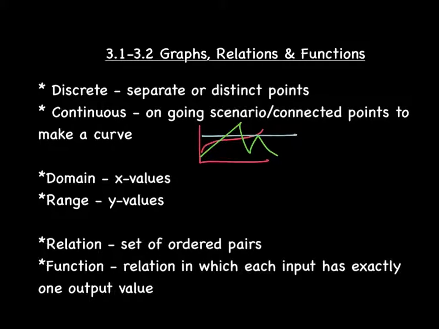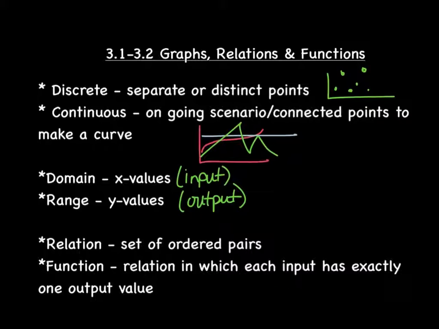Discrete is going to mean that we have separate points. So a discrete graph is just going to have separate pieces of data or information points that may or may not be related, but they're not connected in any way, shape, or form. They're just individual points. All right, domain and range, you should know. So domain are your x values. Sometimes we call those input values. And range are y values, sometimes called output.